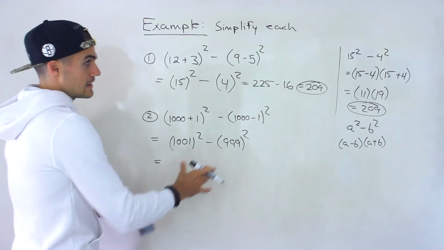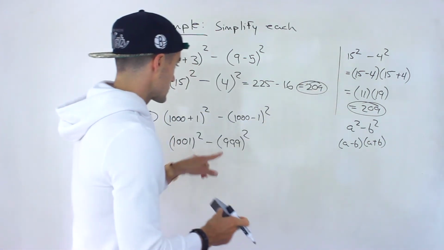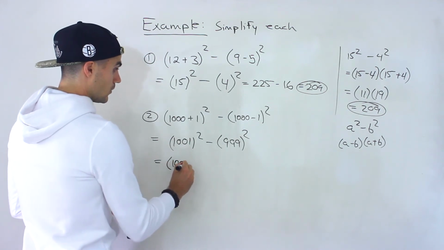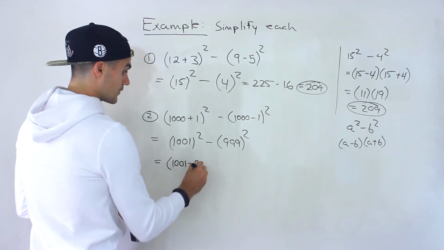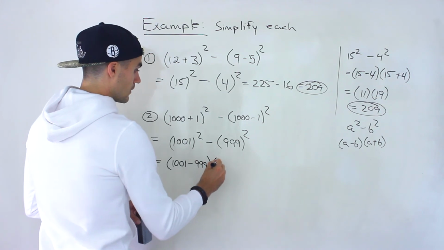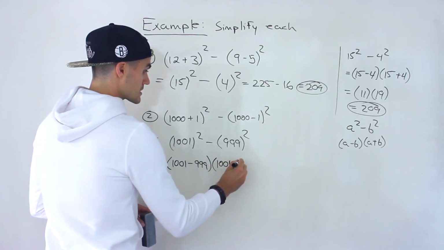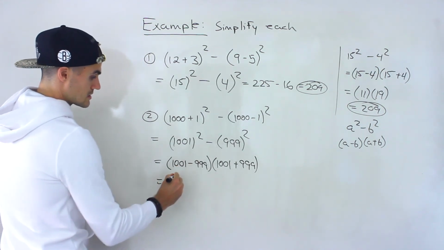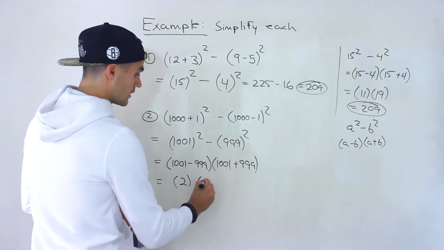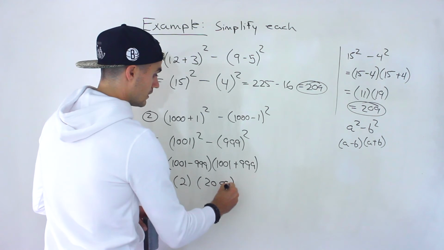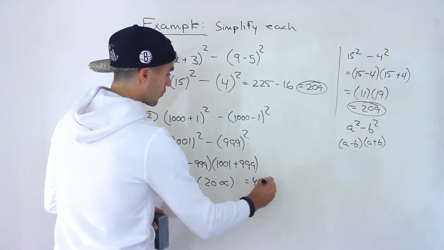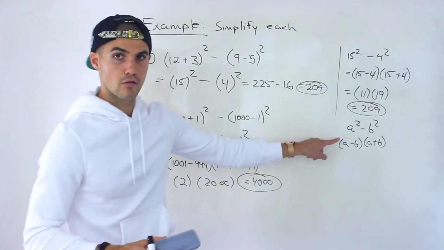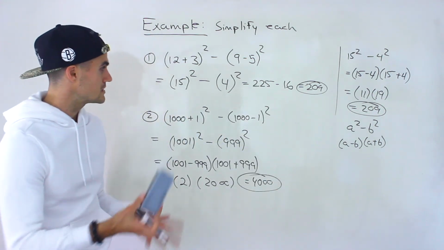And so if we use this strategy, because this is a difference of squares as well, we would do 1001 minus 999, then 1001 plus 999. And then notice that this bracket would just be 2. This bracket here would be 2000, and we'd end up with 4000. And so in this particular case, I feel like this way was quicker. So it really depends on the numbers.